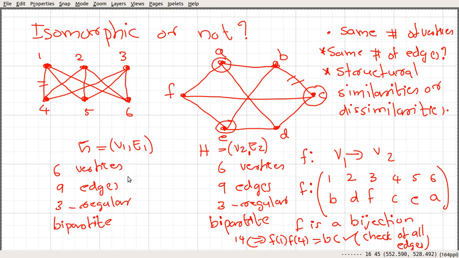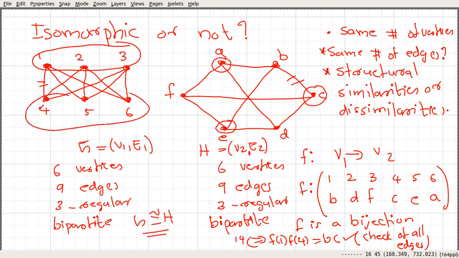Okay, since we are able to find a map, and this map is bijective and it does preserve adjacency, we can say that these two graphs are isomorphic. G and H are isomorphic. And here one important thing to remember is that 1, 2, 3 is in one part and 4, 5, 6 is in the other part. Similarly here, these three vertices are in one part and the other three vertices are in a different part.